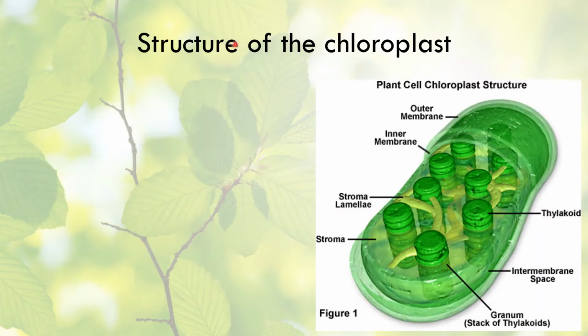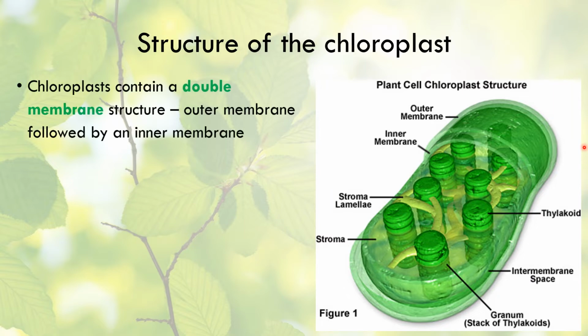The structure of the chloroplast you're going to need to know reasonably well. In our chloroplast we have a few key points. The first one is that they have a double membrane structure. So they have an outer membrane, this one here, of a phospholipid bilayer, same as the cell membrane, but it's got two phospholipid bilayers. It has an outer membrane and an inner membrane, and there is a space between the two membranes as well. This is really important when we start to look at where the chloroplast originated from.